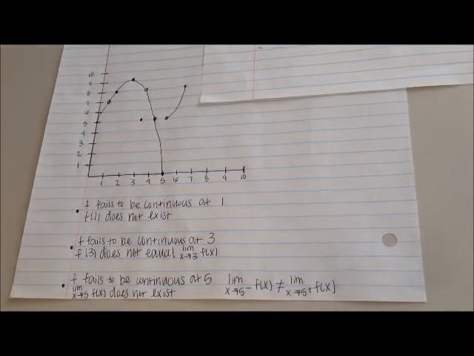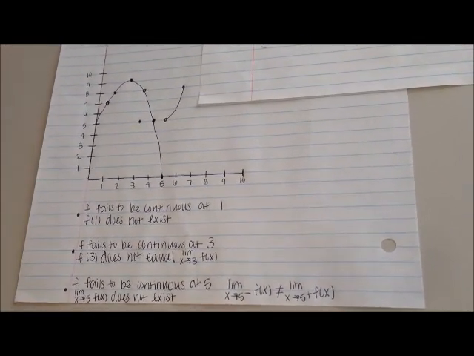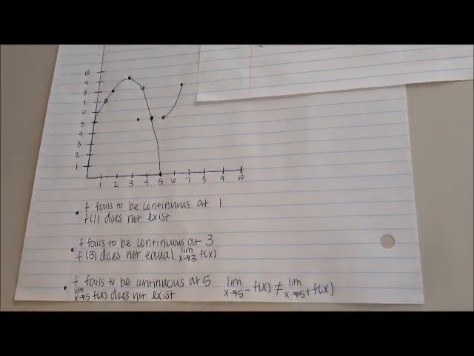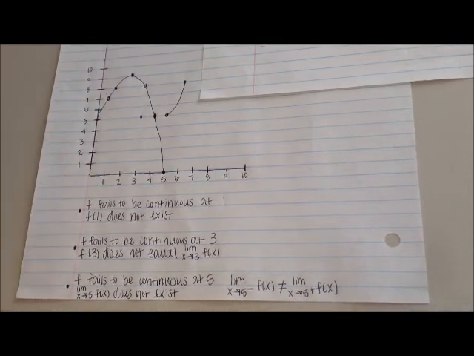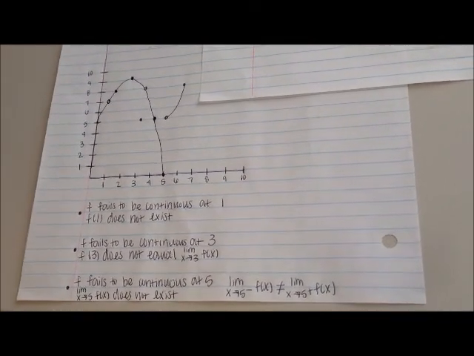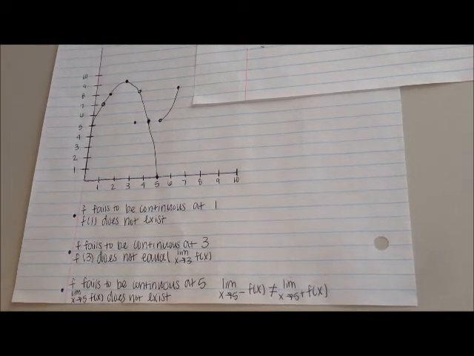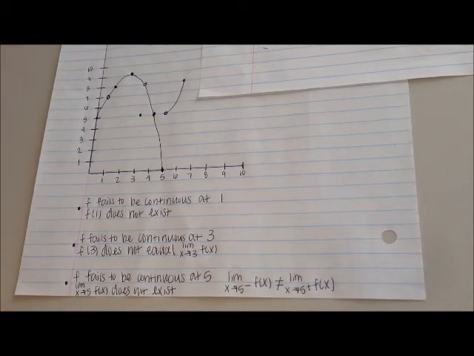Okay, this is our example. This graph has 3 points of discontinuity. The first point, which fails to be continuous, is 1, and f fails to be continuous at 1 because f of 1 does not exist. The next point of discontinuity is at 3. f fails to be continuous at 3 because f of 3 does not equal the limit as x goes to 3 of f of x.